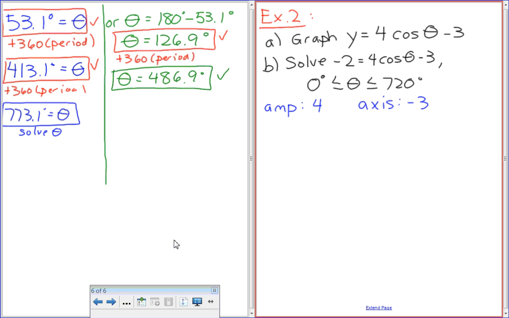Because if my axis is -3 and it goes up to 4, the highest value is only going to 1, right? So that's not going to work.